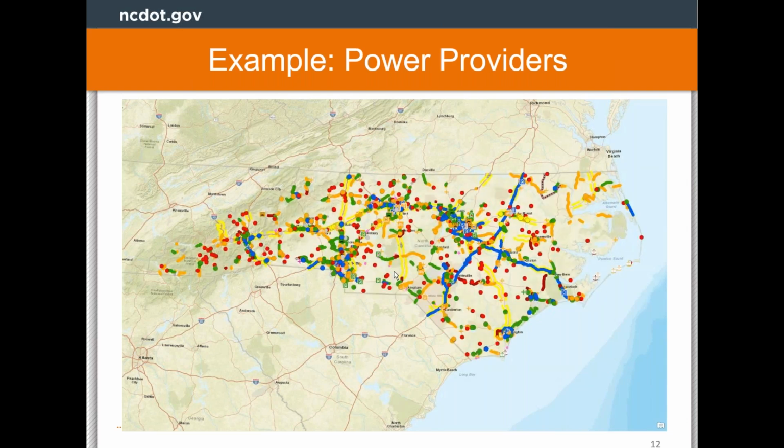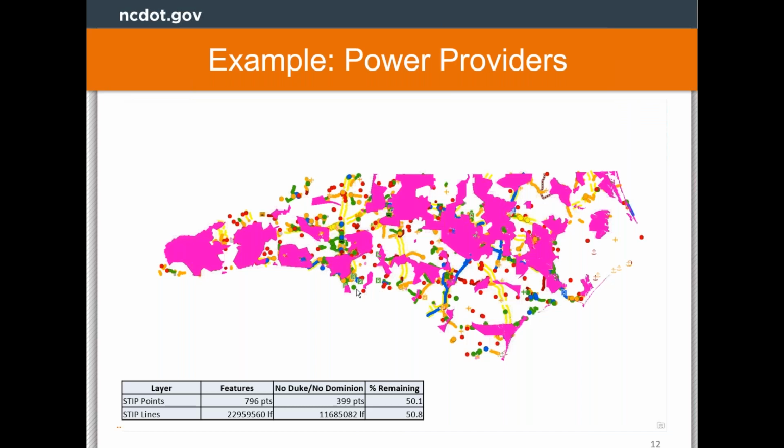So if you were to look at the STIP, how that measures out, you can see a tremendous amount of projects don't occur within the STIP outside of those two major providers. So the pink here you see is Dominion and Duke, and so you have all these other projects in our STIP that are occurring outside of those two major providers. So even if we negotiated an agreement with Duke and Dominion, we still would have to negotiate with those other remaining 398 providers to access that utilities data.